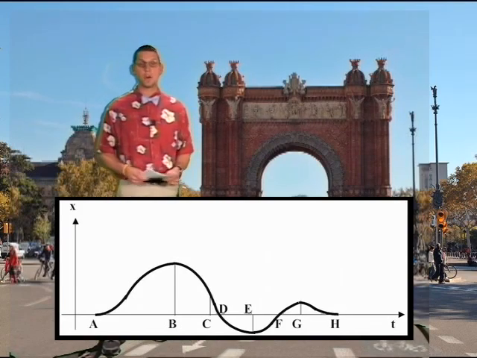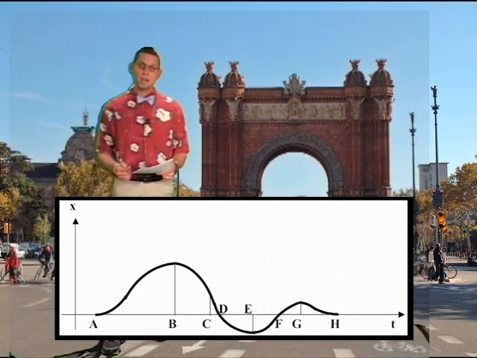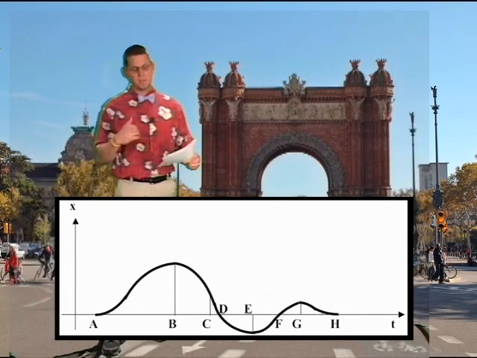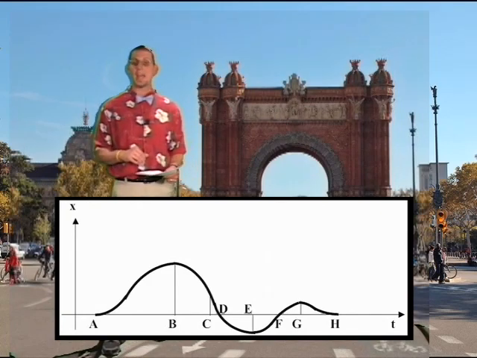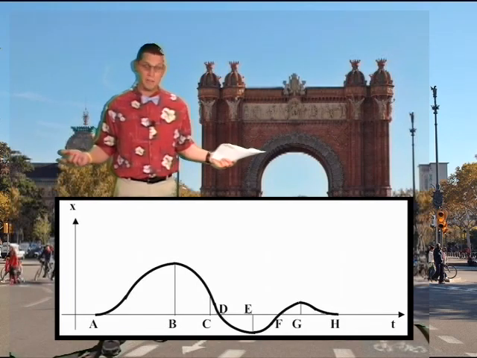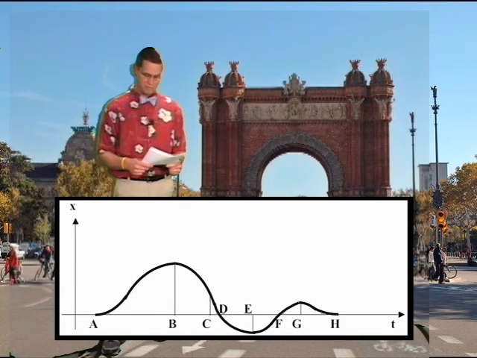Remember, at point G is when he turned around and he started coming back towards the arc. Maybe that's when he started getting hungry. He realized it was dinner time, finished back at the arc at point H, got off his bike and went for some French fries or something like that. Okay? They've got good potatoes here in France.